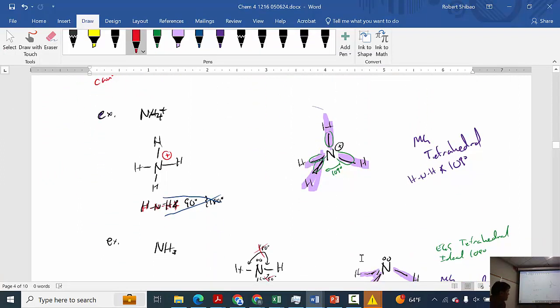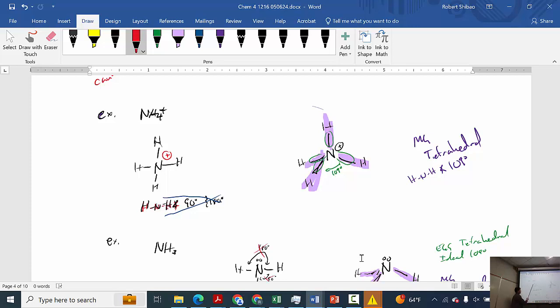So let's take a look at some examples of this. This would be NH4+, which is going to have a tetrahedral EGG. It's tetrahedral EGG based on having 4 electron groups, 4 single bond groups. When I look at the angle based on the Lewis structure, it looks like 90 between adjacent H's, and 180 between H and H opposite.